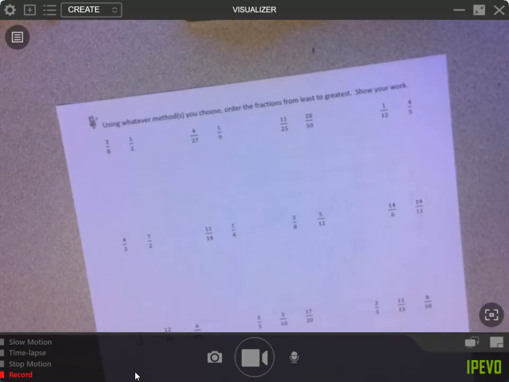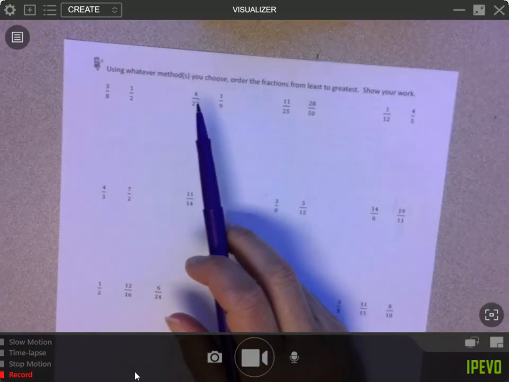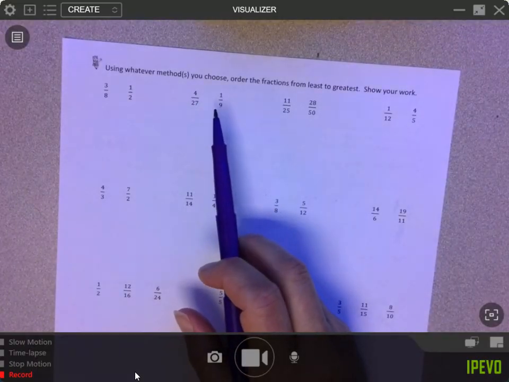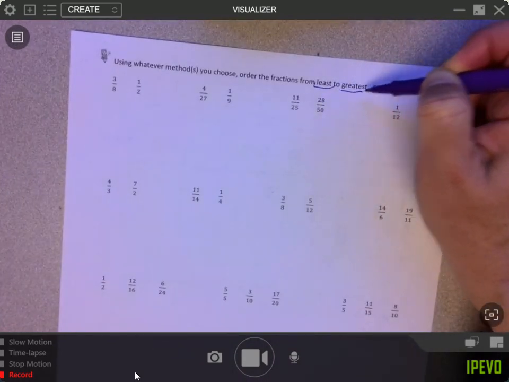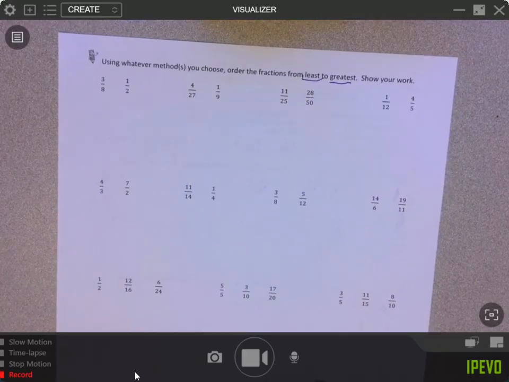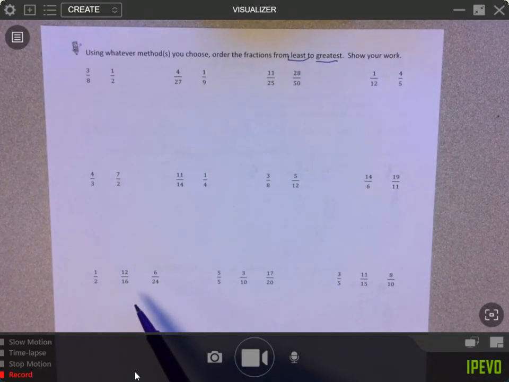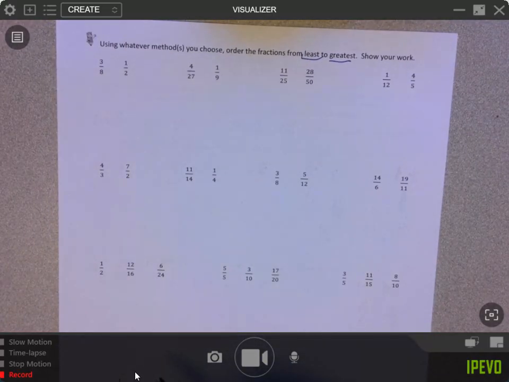Let's look at what page 2 has us doing. Look at the directions. Use whichever method you choose and order the fractions from least to greatest. So this time we're not putting in the comparison less than, greater than, or equal to. We're going to rewrite our fractions with the smaller fraction and then the bigger fraction. And when we get down to that second row, we have 3 fractions to put in order. The smallest, the least, the middle, and then the biggest.